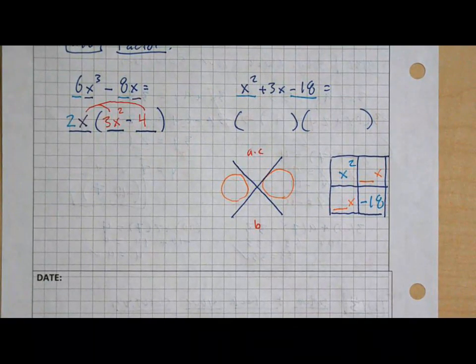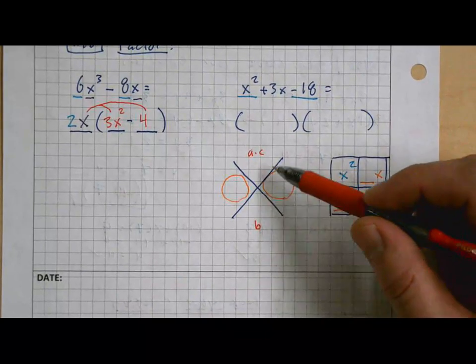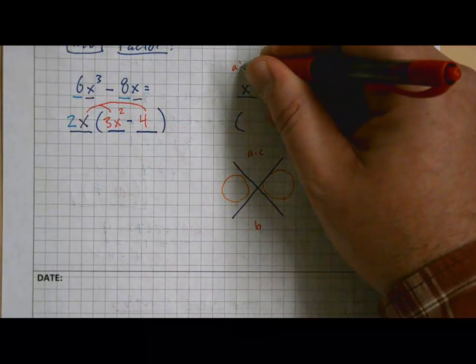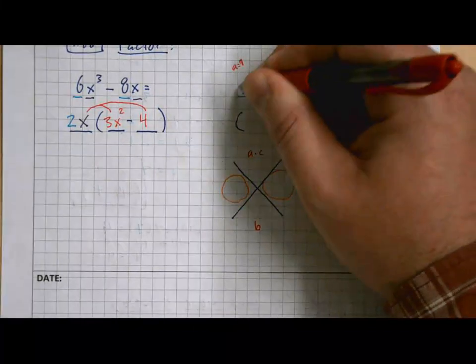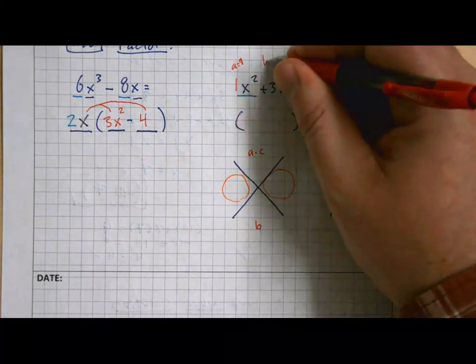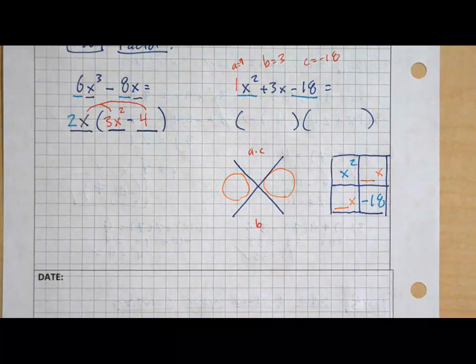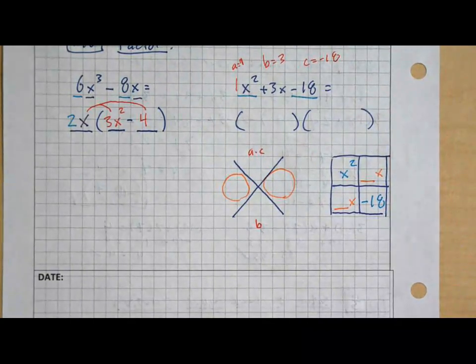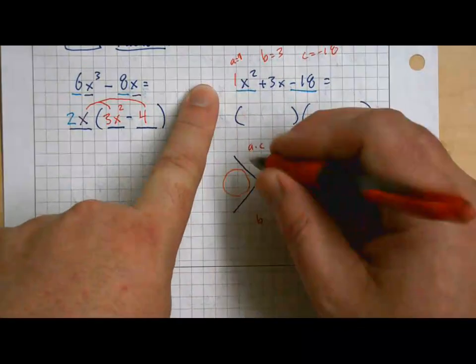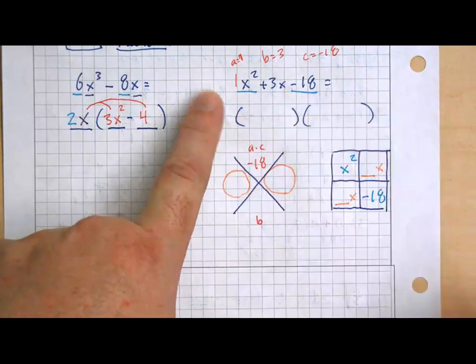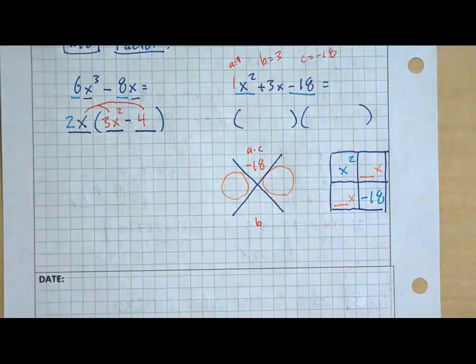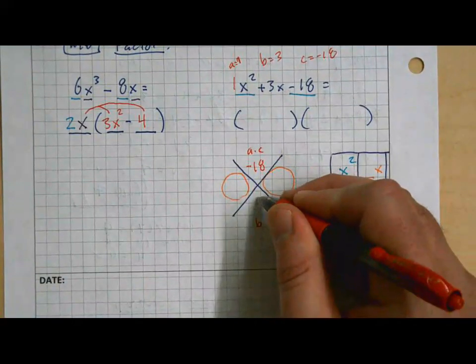So the big idea is we build the x. We start with a, b, and c. A is 1, because there's an invisible 1 in front of that x squared. B is 3, and c is negative 18. And when we build our x, we multiply a times c, that goes on the top. So 1 times negative 18 goes on the top. And on the bottom is whatever the b value is, which is 3.